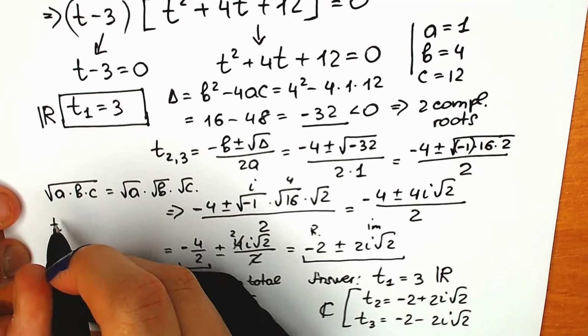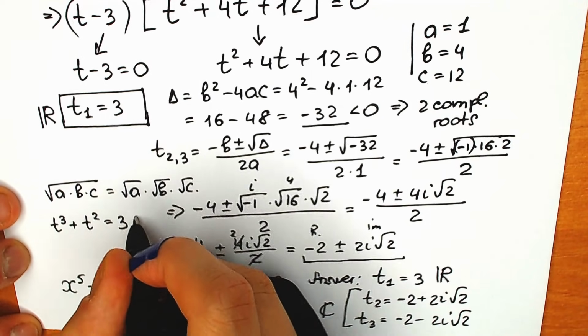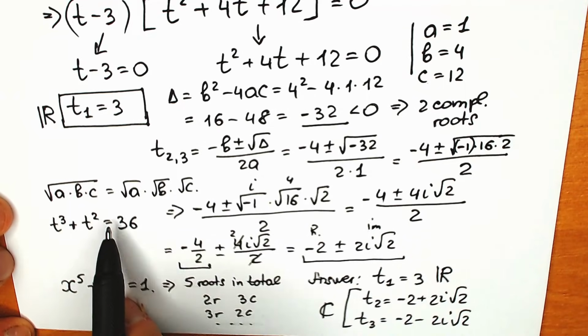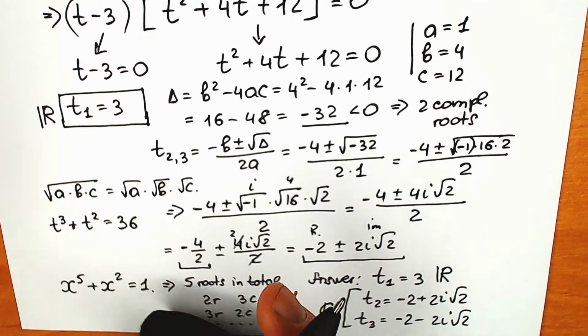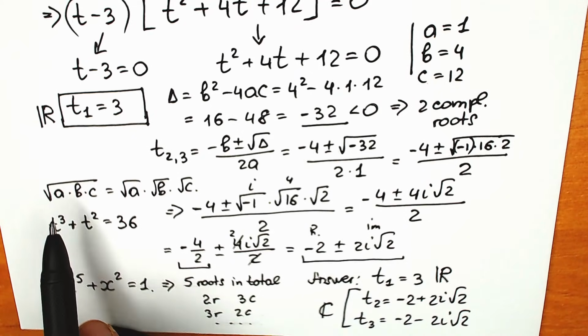So in the beginning we had t cubed plus t squared equal to 36. And right now we can apply the theorem. How many roots do we have in this question? Of course 3 roots in total. We don't know how many real number roots, how many complex. Of course right now we do know because we solved it. But in general 3 roots in total.